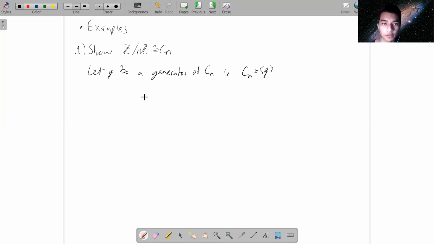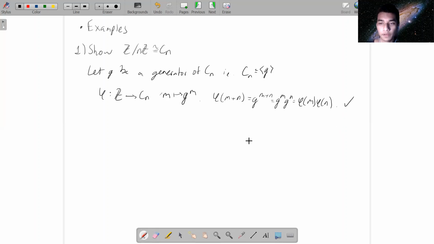Then we will define the following homomorphism in light of the first isomorphism theorem. Phi going from Z to Cn, given by an integer m is mapped to g to the m. All right. So first, it's clear that phi is a homomorphism, because phi of m plus n equals g to the m plus n equals g to the m, g to the n. It's phi of m, phi of n. So it satisfies the homomorphism property.